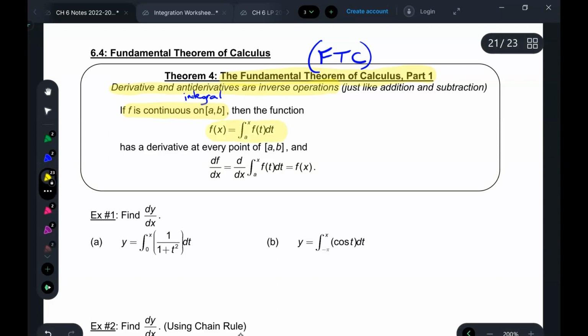So let's say this is our function. So the function is defined as the integral. What happens when we take the derivative of the integral? We get back what we started with, right? They're inverse functions.